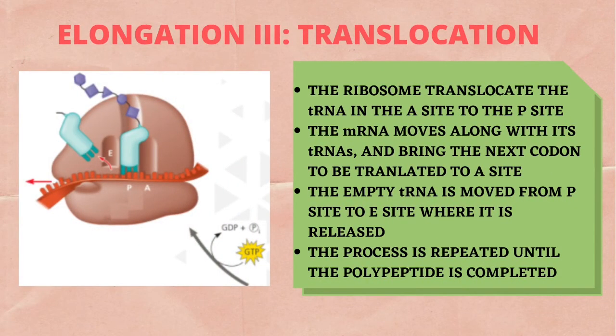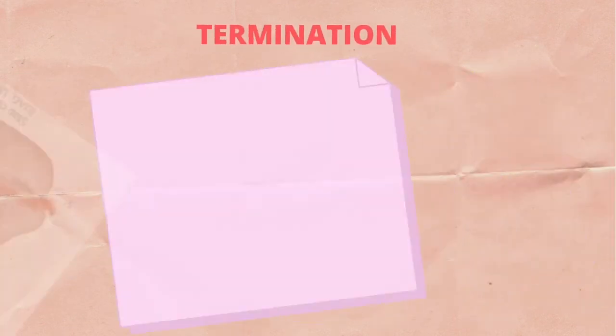Elongation 3. Translocation. The ribosome translocates the tRNA in the A site to the P site. The mRNA moves along with its tRNAs and bring the next codon to be translated to A site. The empty tRNA is moved from P site to E site where it is released. This process is repeated until the polypeptide is complete.